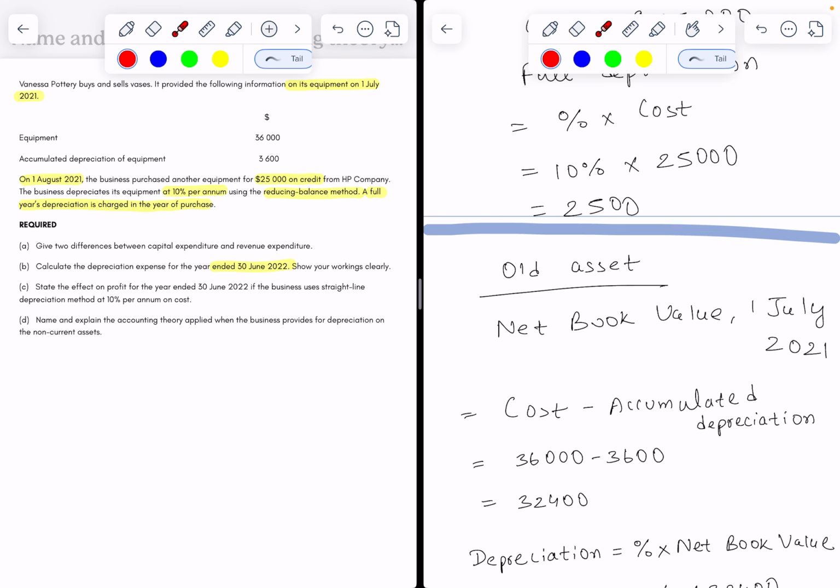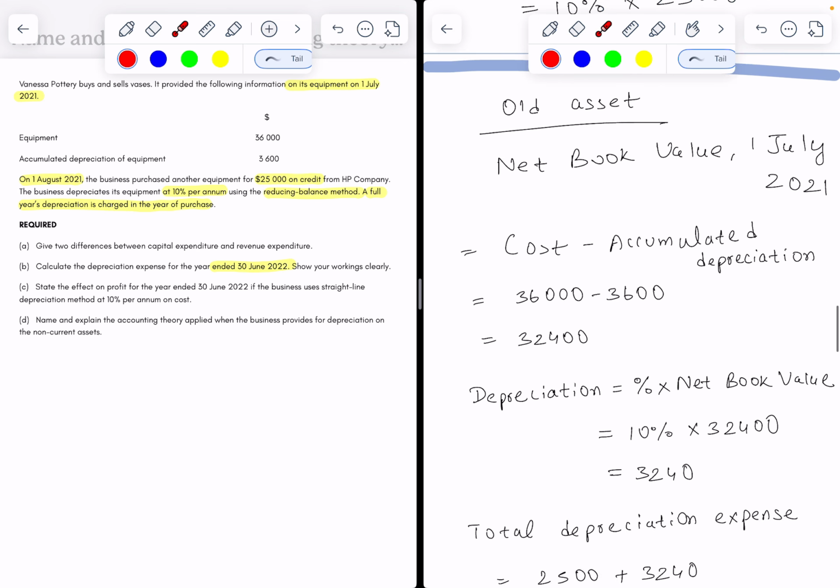All right, now that we know that, using the reducing balance method, when you know the net book value, you can find the depreciation by simply applying the given rate with the net book value. Now, the rate is 10% and the net book value, which we calculated, is $32,400. That gives us a depreciation of $3,240 for the old asset.